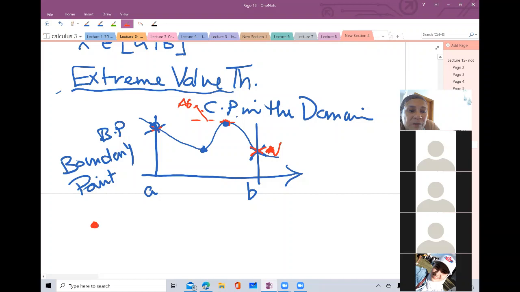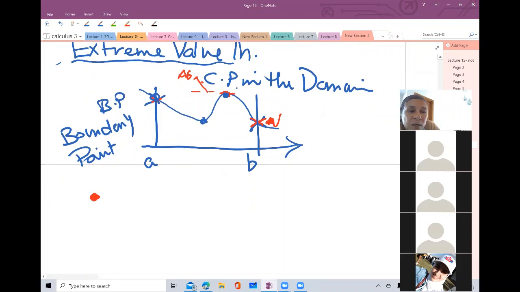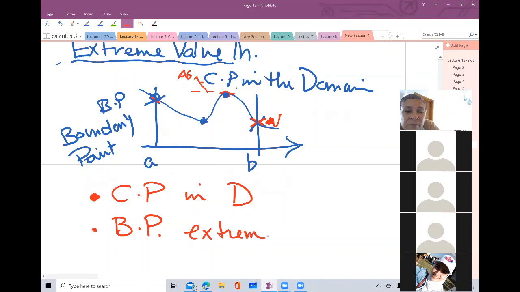So what were the steps to find your absolute extrema? First, you should find the critical points in the domain, in the interval. Second, you look at your boundary points and find your extreme values. Where is the maximum? Right here, these are your extreme values. Then you're going to compare. There's no second derivative test, so take care.